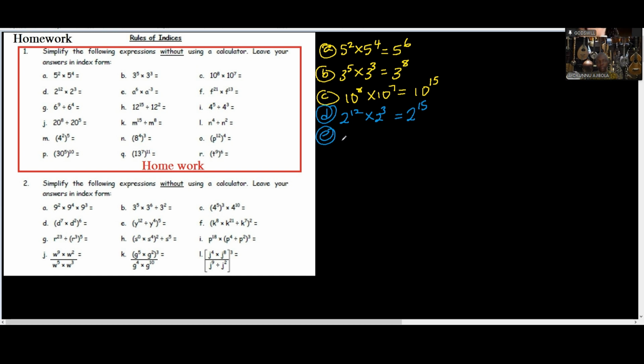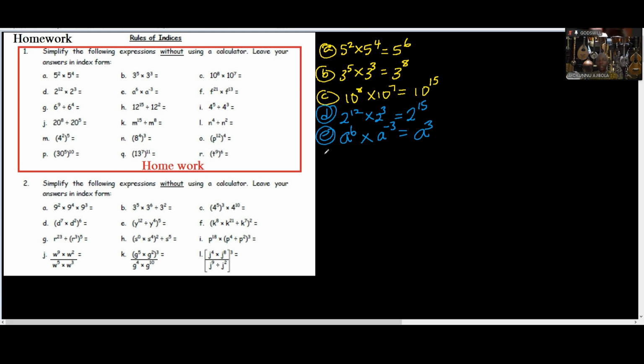Now, the fifth one, we have a raised to the power 6 times a raised to the power negative 3. So since this is a negative, we pick a, then we subtract the power. It is only because of the negative that we're subtracting the powers, which is 6 minus 3 gives us 3. Otherwise, if it is not negative 3, we'll add the power 6 plus 3 to give us 9.